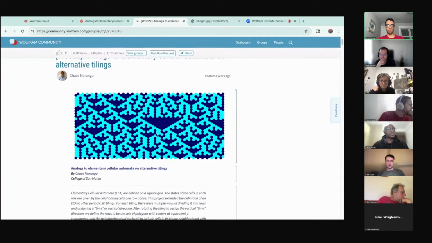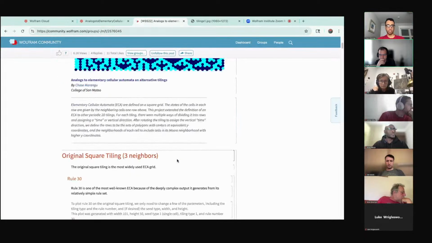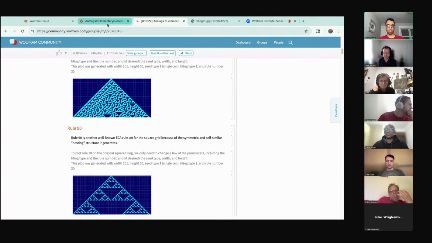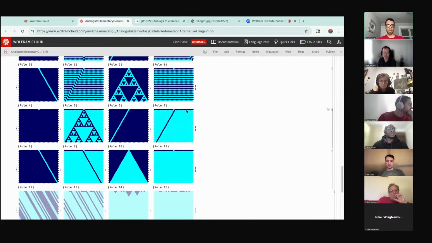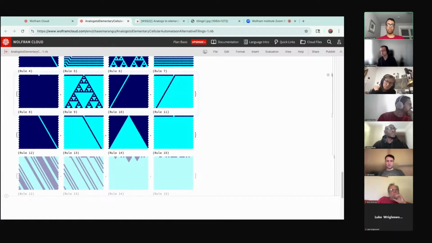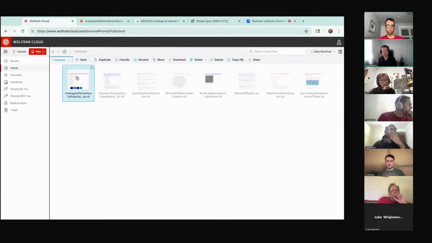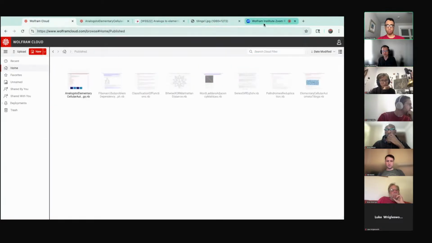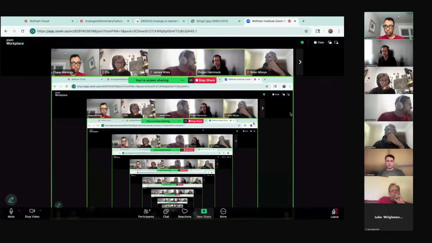I have the notebook, and I can send it. It's published on Wolfram Cloud, and you all can try it out. Awesome. Maybe I should just send the link in the Zoom chat. I think you need to make a copy before you can execute it. But here, let me just send this notebook in the Zoom chat.